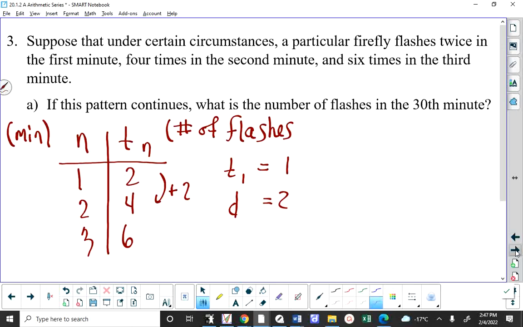How many flashes will there be in the 30th minute? Look very carefully at what this says. In the 30th minute. Which means, what is T30? That's what this question is asking.